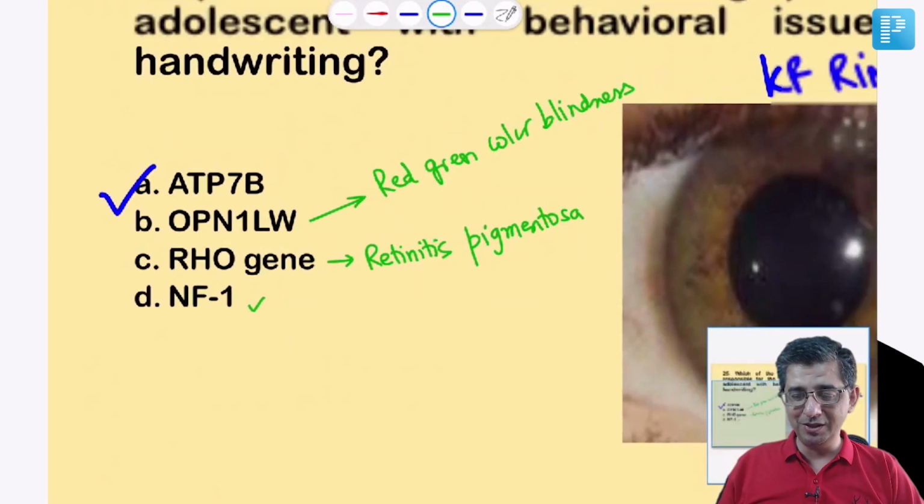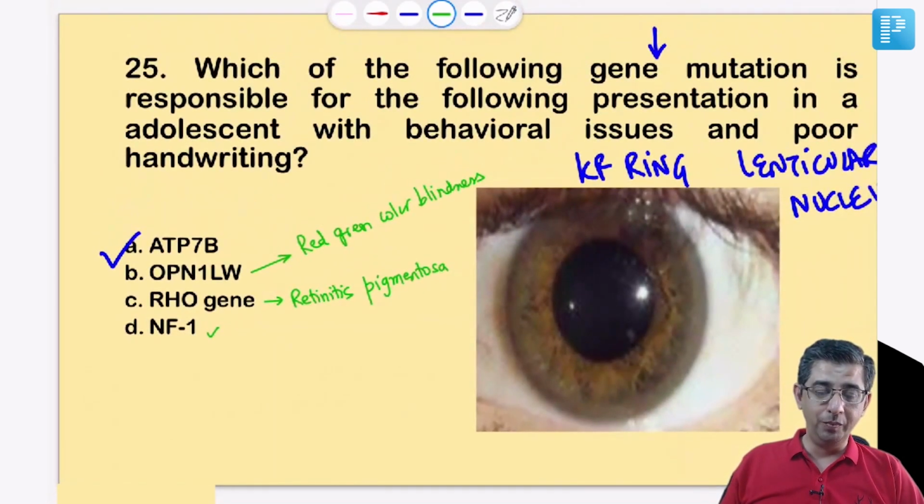The answer to this question is an easy one, ATP7B. But yes, for forthcoming exams, I would suggest you go through the list that I've highlighted.